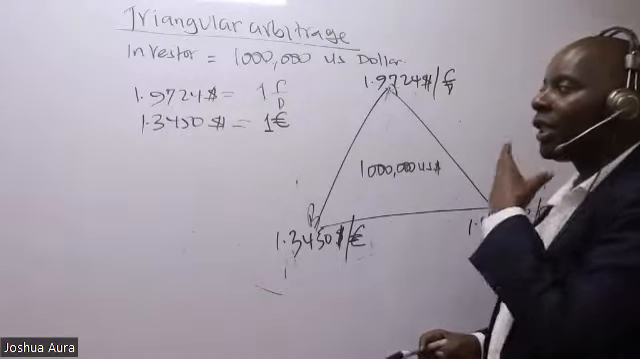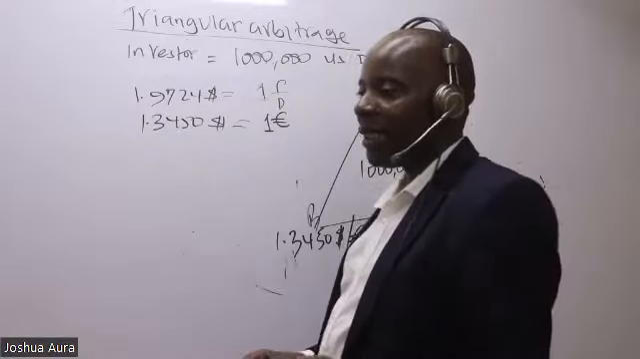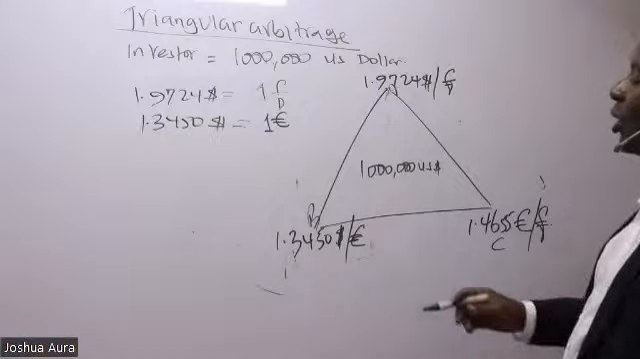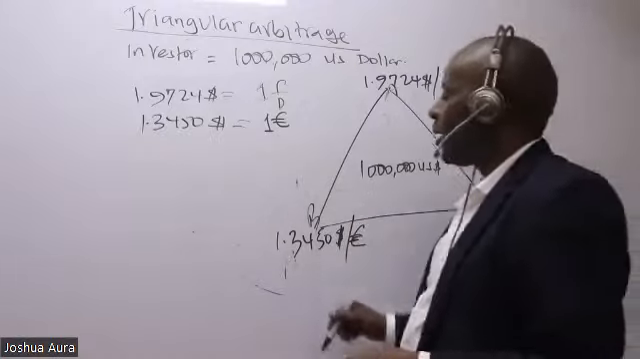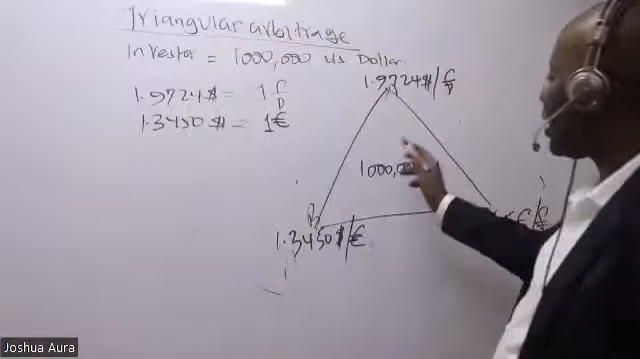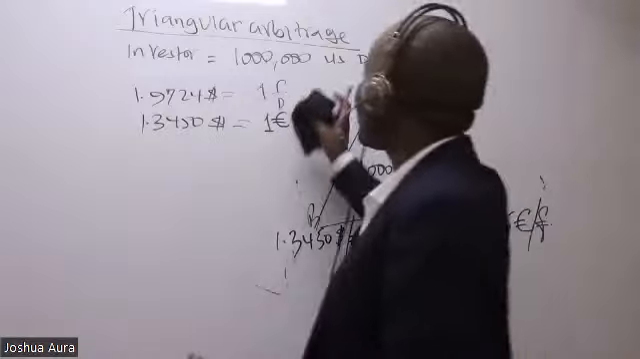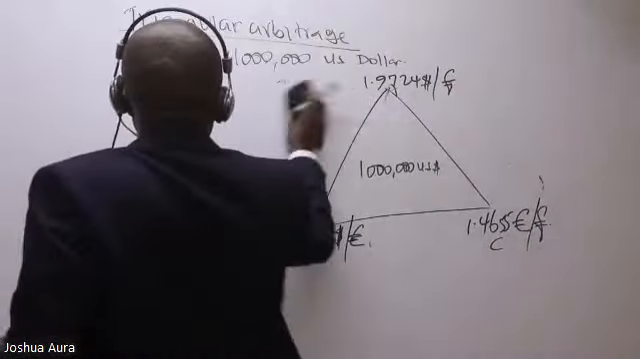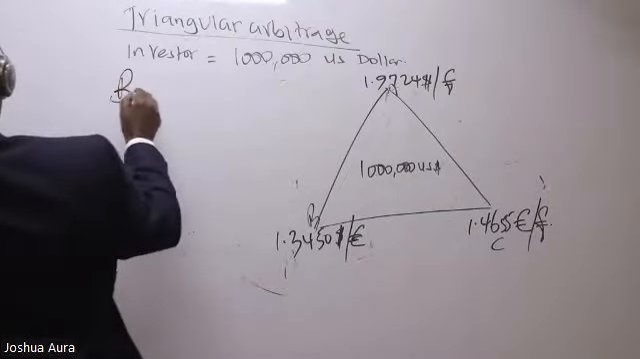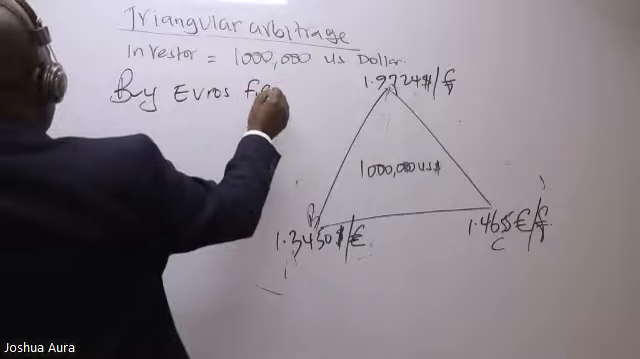Always start with the cheaper currency. The cheaper currency, ladies and gentlemen, is the euro. So in short, start with B. If they're starting from B, they should buy euros first. Buy euros first.